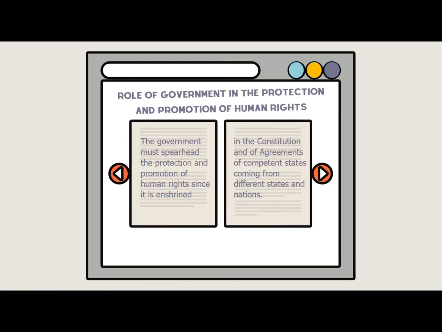Most importantly, Studybuds, the role of government in the protection and promotion of human rights. It is of great importance that the government as a legal system must spearhead the protection and promotion of human rights, since it is enshrined in the Constitution and agreements of competent states coming from different states and nations.